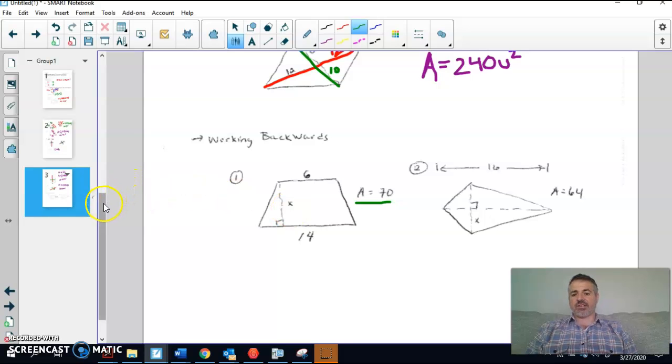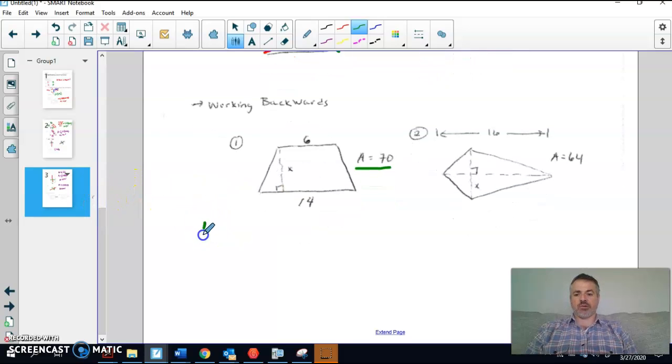So for this one, since it is a trapezoid, I'm not going to use 1/2 d1 times d2. I'm going to use area is equal to 1/2 the height times base 1 plus base 2. So once you have a formula written, you can fill in what you know into the formula. So that's just the area of the trapezoid we worked on the last couple of days. And so I know what B1 and B2 is. So this 6 I can put in for B1, this 14 I can put in for B2.